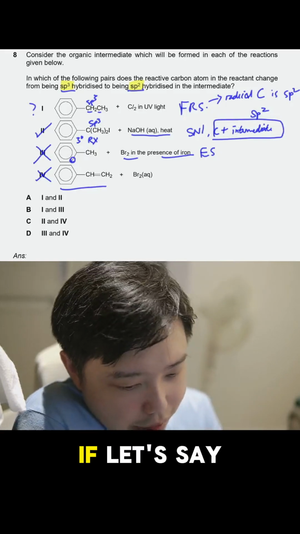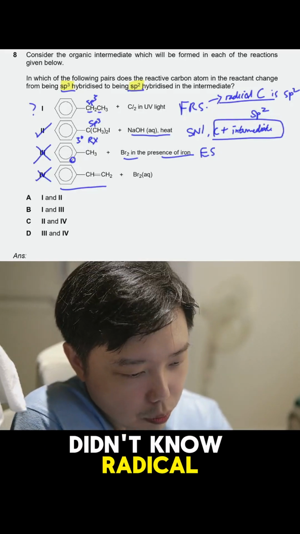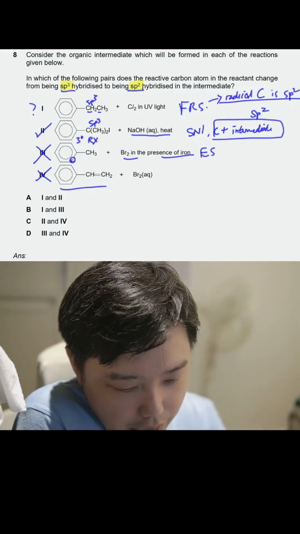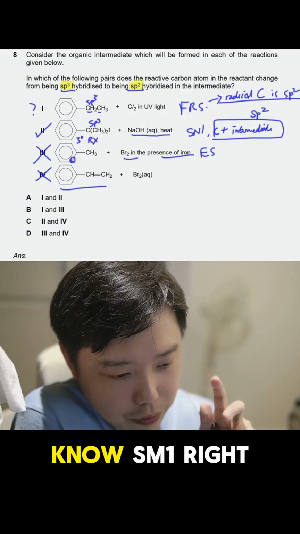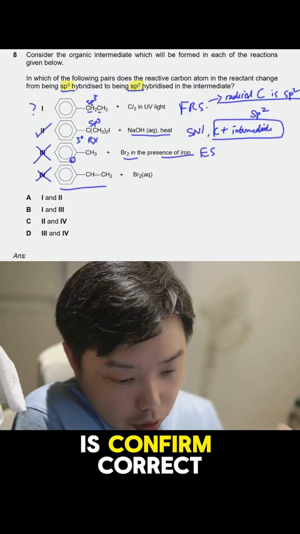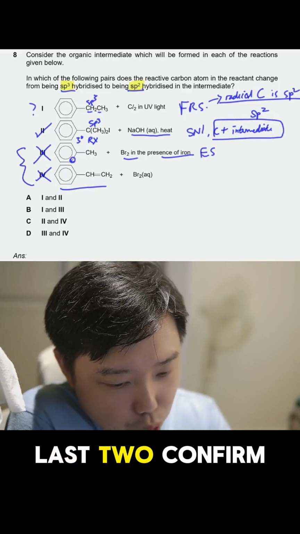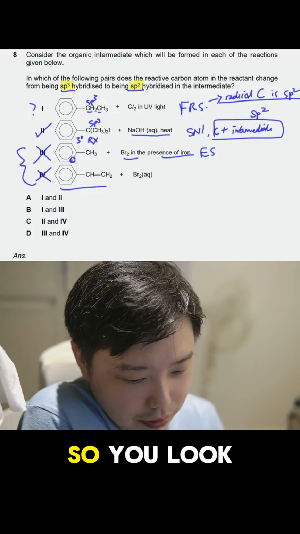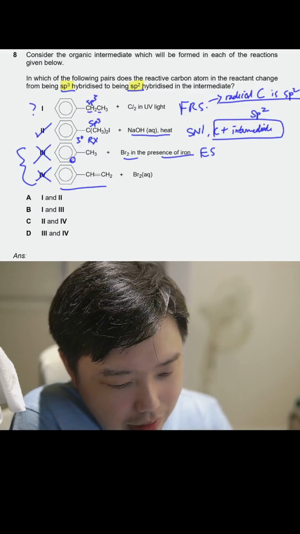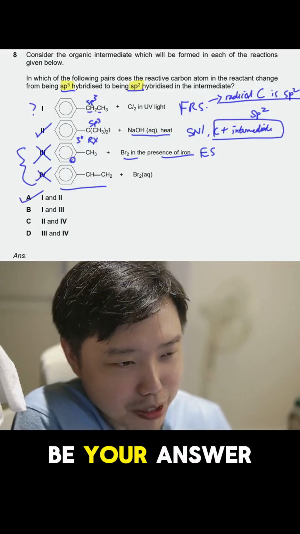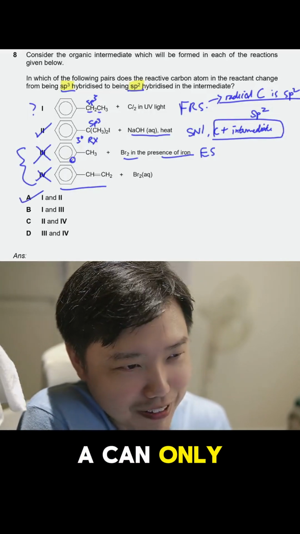So far, if let's say for number 1 you didn't know radical is sp2, at least you know SN1 for option 2 is confirmed correct, and the last 2 are confirmed wrong. So you look through your options, and it looks like only A can be your answer. Only A can be your answer.